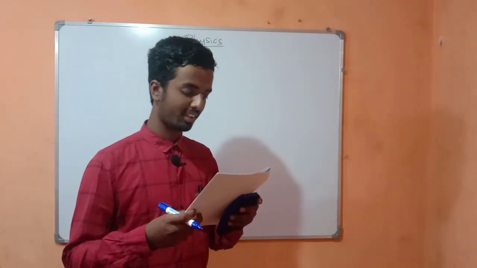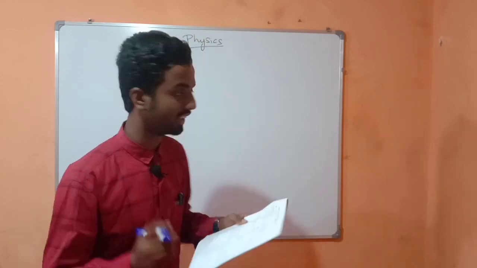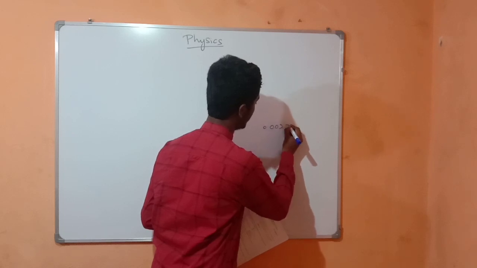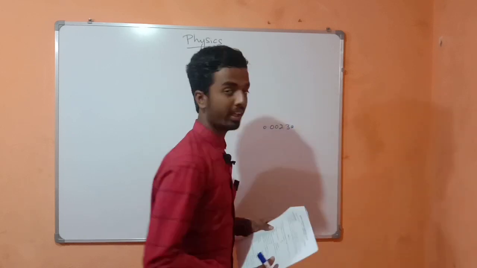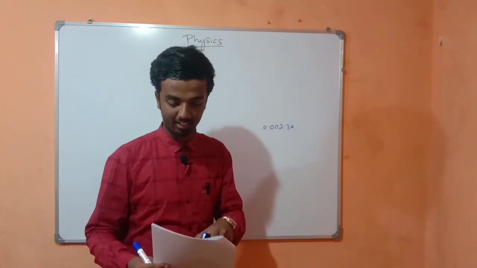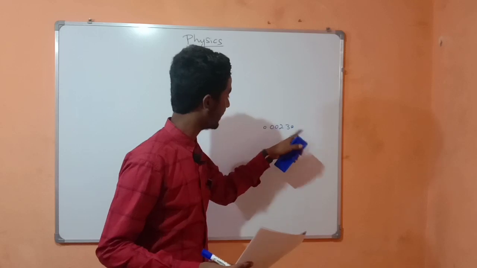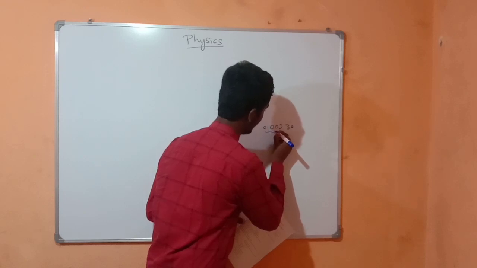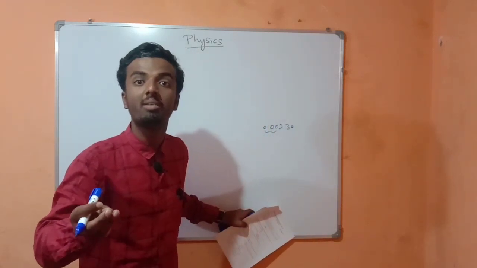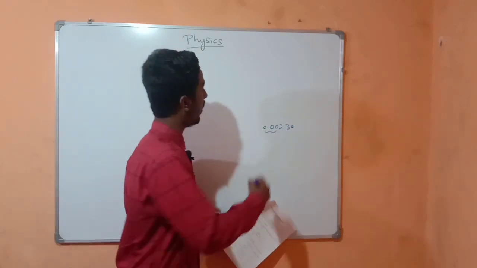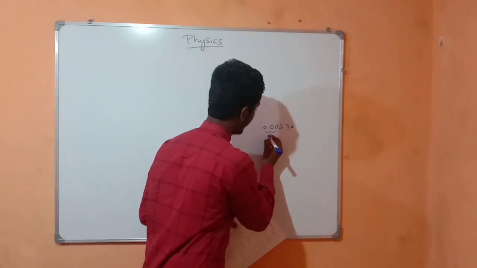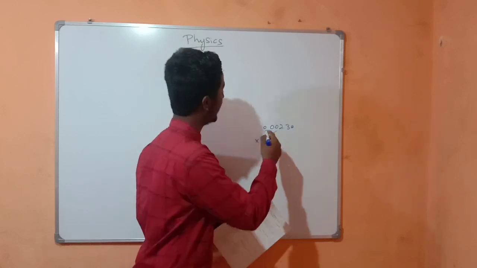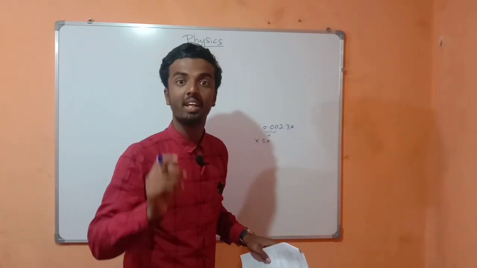The first question says, the number of significant figures in 0.00230. Here, how many significant figures are there? They are asking in the question how many significant figures are there in this number, dear children. The zeros before a non-zero digit are not significant figures. The digits after the first non-zero digit are the significant figures.